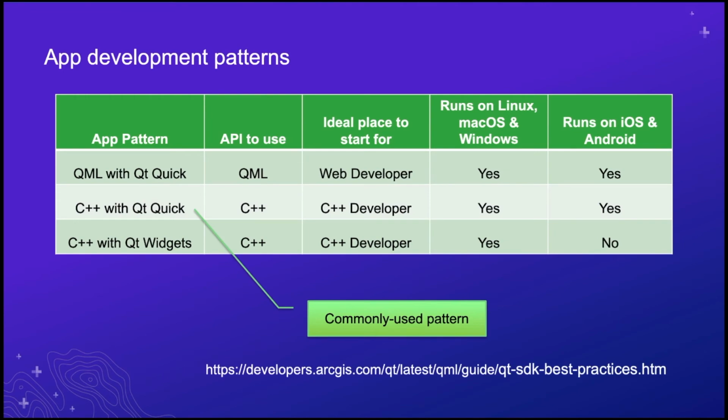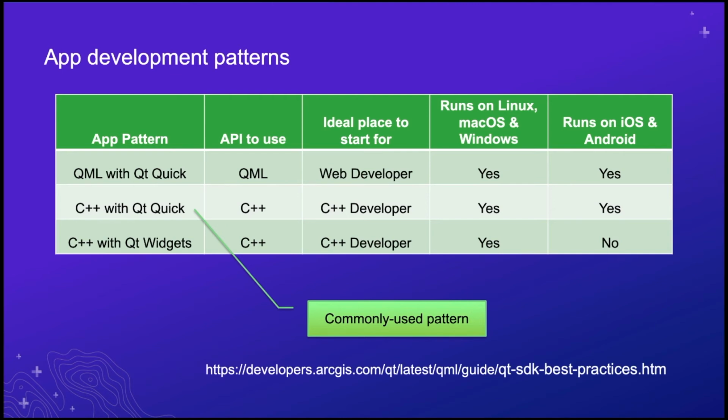There are three main app development patterns when you're developing a Qt application. The first we refer to as QML with Qt Quick. In this case, QML is the programming language, and Qt Quick is the UI framework. Qt Quick is the more modern framework from Qt that supports touch screens, smooth animations and transitions. And when you're using QML, you're writing code that looks a lot like JavaScript. We'll talk about this in the next slide, but this is a great place for web developers to start. If you're not familiar with Qt, and you're not a C++ developer, this is the pattern we'd recommend using. And this supports all of the different platforms. This is the pattern that App Studio uses.